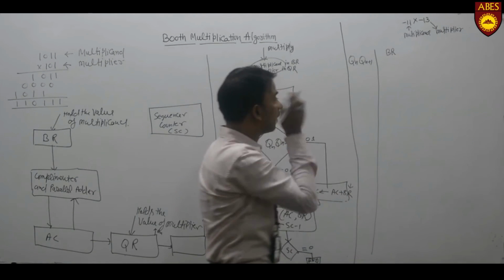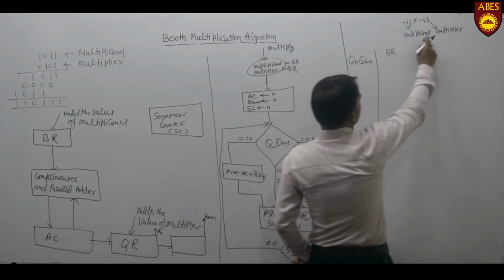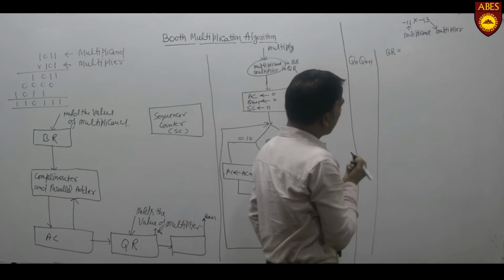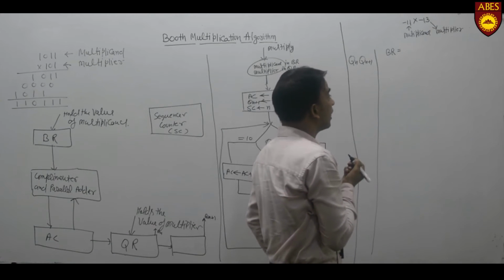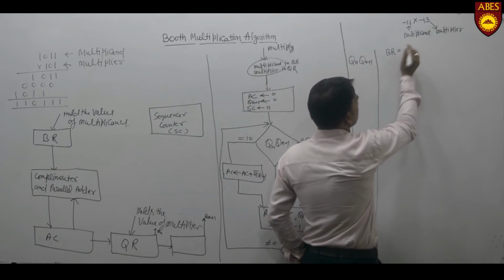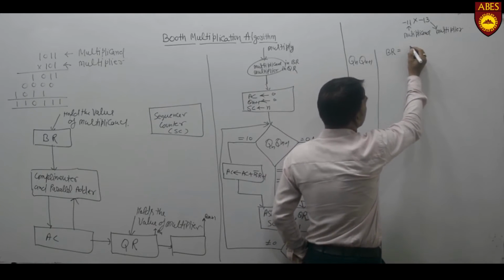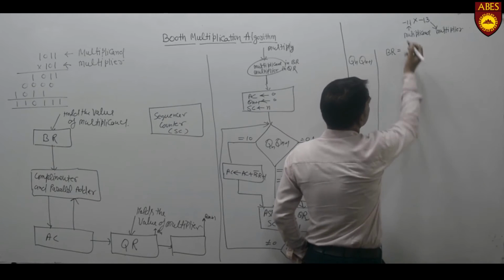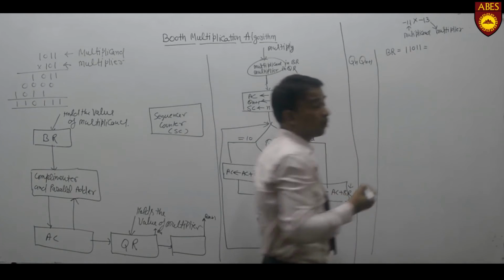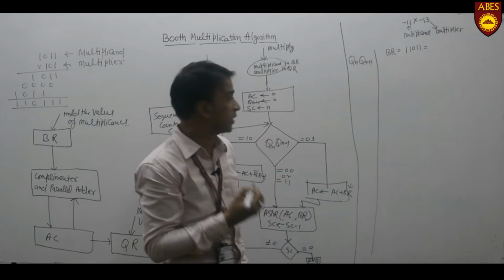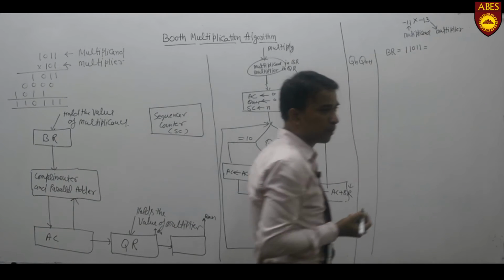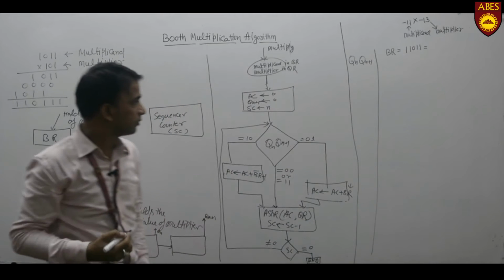And we hold the value of the multiplicand in the BR register. So the value of BR is minus 11. How can we represent this minus 11 in 2's complement? The value of 11 is 1, 0, 1, 1, and to convert this binary number into 2's complement, we can do it in two ways. First, convert this number into the 1's complement and add 1.